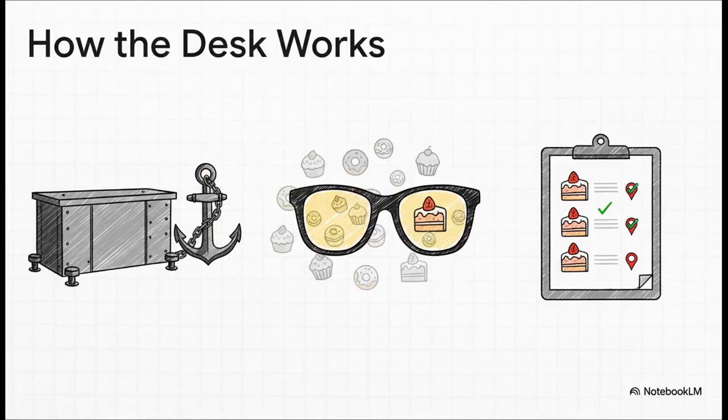So, you're probably wondering, how does this desk actually work its magic? Well, it has three key components. First, there's the desk itself, right? It's fixed, giving us that stable IP address. Second, the receptionist wears a pair of magic glasses. These are what we call label selectors. They let the receptionist see only the specific cakes they're looking for, say all the strawberry cakes. And third, they've got a live clipboard, which is the endpoints list. This is a list that's constantly being updated in real time, showing the exact location of every single healthy cake.